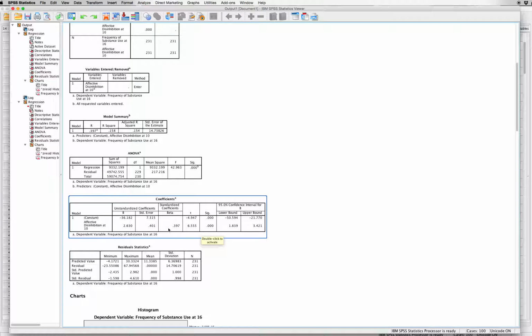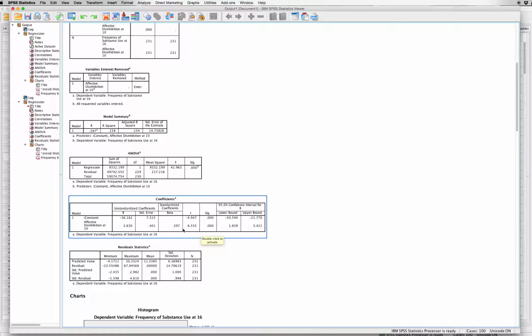So this is something that you would be reporting as well. And then if you are reporting the unstandardized coefficients, you would also be reporting the confidence interval. If you're reporting beta, then you don't have to worry about it. Another thing is to just be mindful of how the values in this table are related to each other.